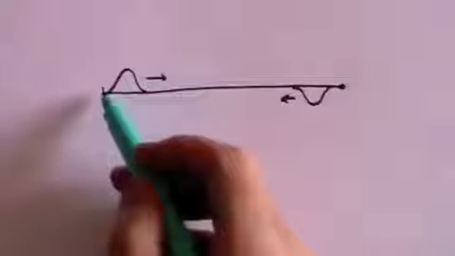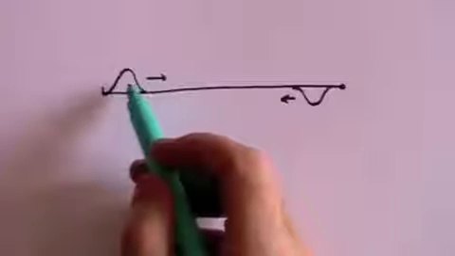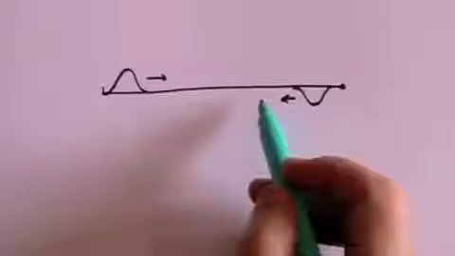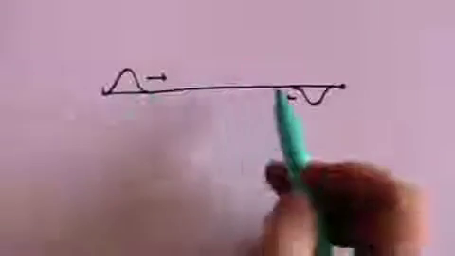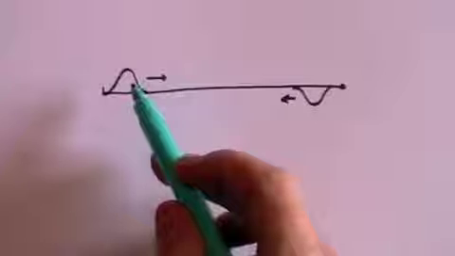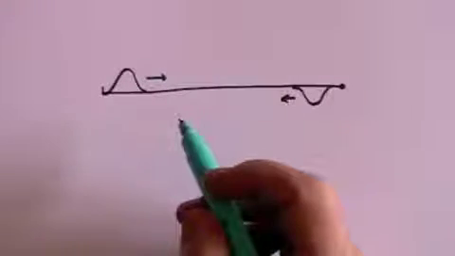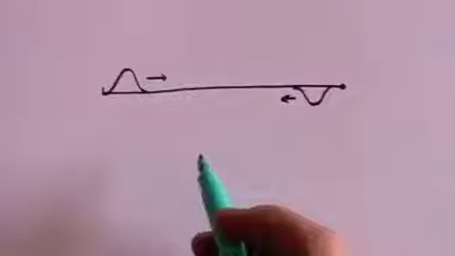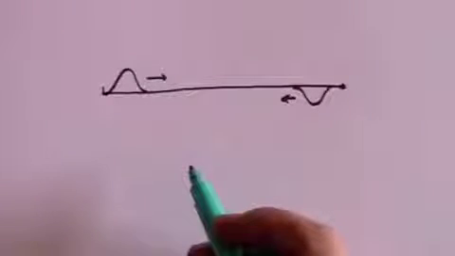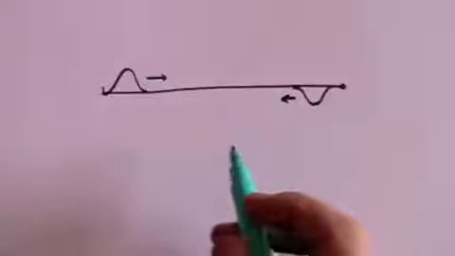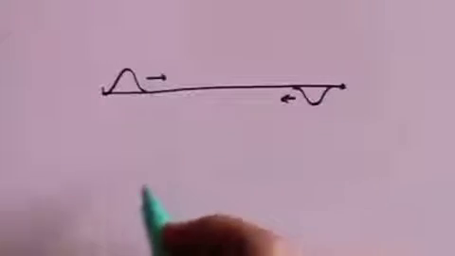Now you can of course wiggle the string several times to send several of these pulses going down, and they will be reflected back. And as they are reflected, as this wave meets this wave, then there will be some form of interference, either constructive or destructive. And for most of the time, you just get a mess. But you can get to a situation which is called resonance, which is where the advancing wave and the reflected wave form what's called a standing wave.